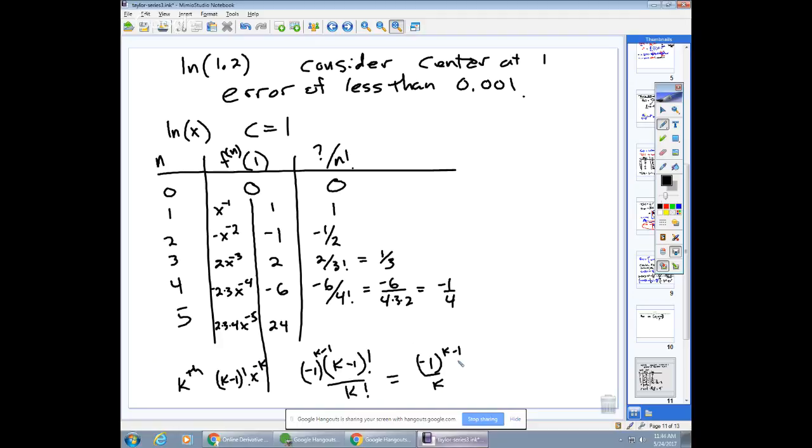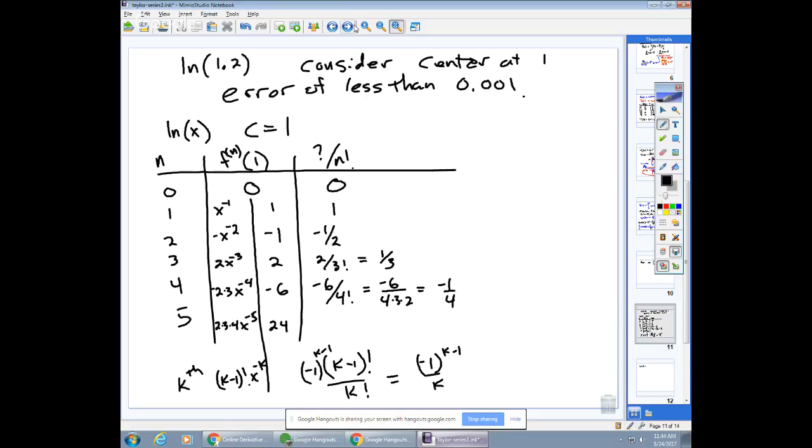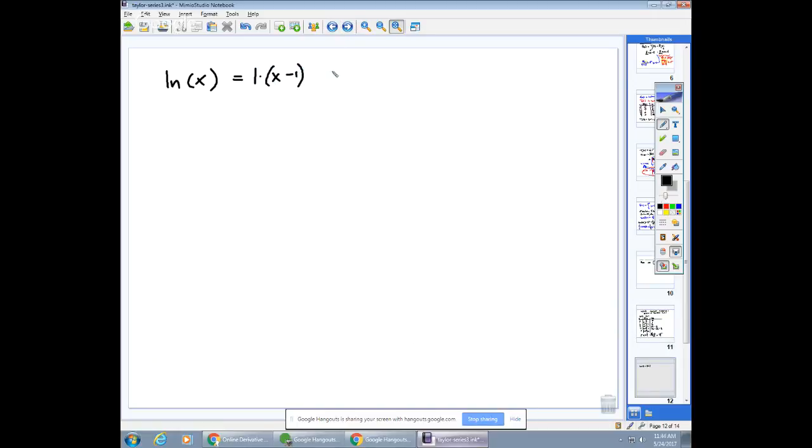All right, what's our center here? 1. Don't forget your center, because often I'm stuck with 0 as my most favorite center. So what we've just established is the natural log of x centered at 1 has no constant term. Then we have a positive 1 times x minus 1, and then a minus 1/2 x minus 1 squared, and then a plus 1/3 x minus 1 cubed. The general term is going to be 1 over n times x minus 1 to the nth, and then a negative 1 to the power n minus 1, because it's the even powers of the base that are negative, so we have to do a little shift there. And that goes on forever.